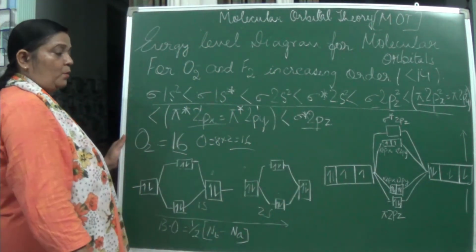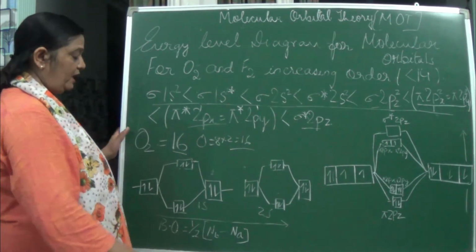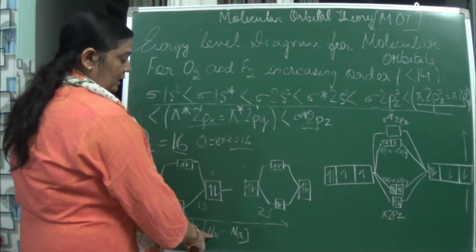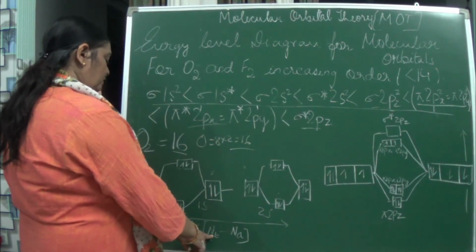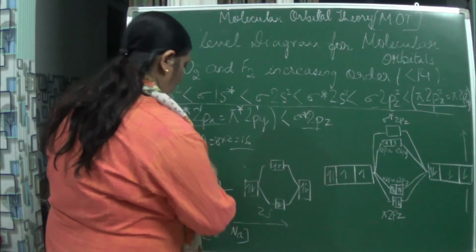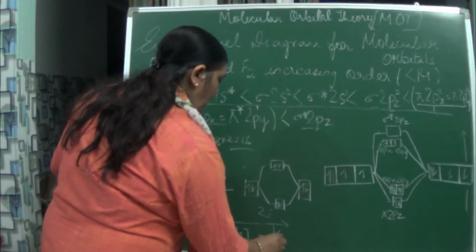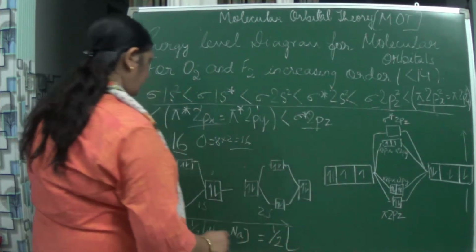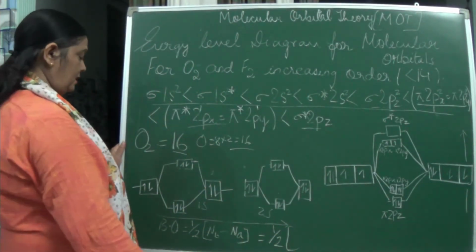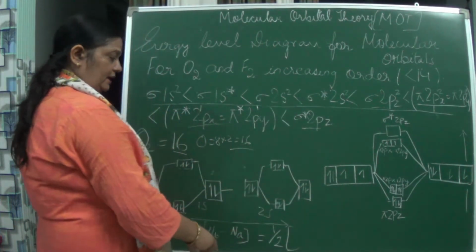Now here one thing more is there. If you have to take out the bond order, the formula is half the number of electrons in the bonding orbital minus the number of electrons in the anti-bonding orbital. So if I am talking about oxygen, let us calculate it: half, and now let's see how many electrons are there in the bonding. It is 2 plus 2, 4, isn't it?